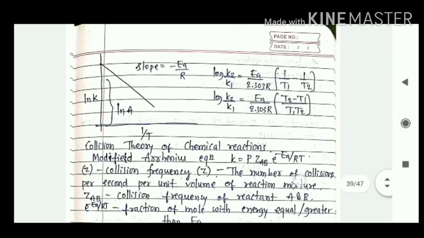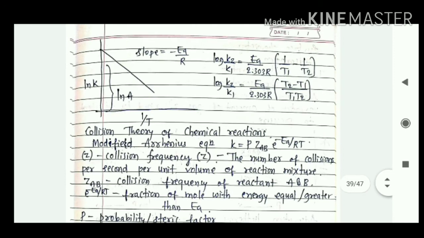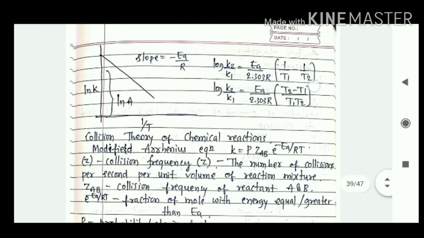Then we have this one, which is related to the Arrhenius equation. If we consider the Arrhenius equation at two different temperatures, we're going to get two different rate constants. Log k2 divided by k1 is equal to Ea divided by 2.303 R bracket 1 by T1 minus 1 by T2. In other words, log k2 divided by k1 is equal to Ea divided by 2.303 R into T2 minus T1 divided by T1 T2.